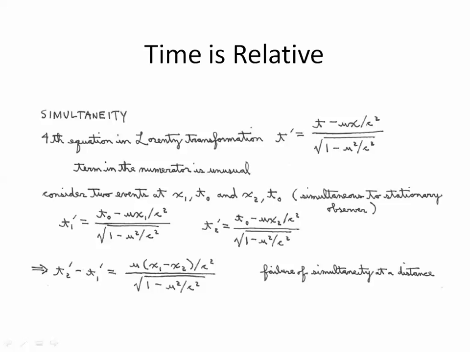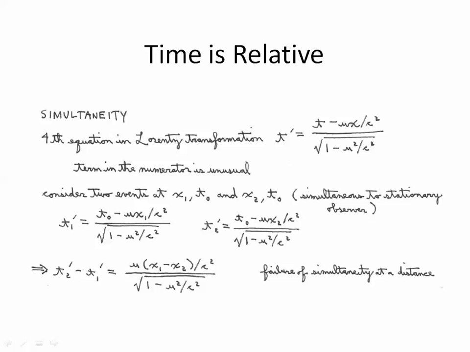Earlier, we defined an event as a specific set of 3 space coordinates and 1 time coordinate. An event requires 4 values grouped together, x, y, z, t. Consider 2 events, x1, y, z, t0, and x2, y, z, t0, that are simultaneous to the stationary observer in S. The simultaneity of the 2 events is indicated by the same value t0 for the time.